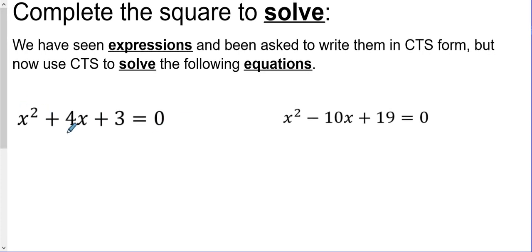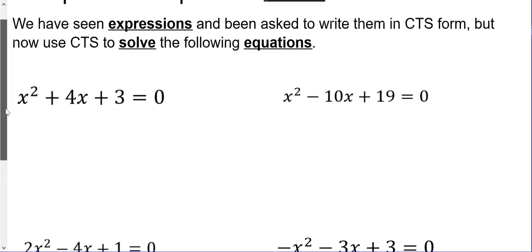Right. One use of completing the square is to solve quadratics that are potentially difficult to factorise. If you can't factorise them or are struggling to see how they factorise, then completing the square could be the way to go to get our solution. So this first one could factorise, but we're going to do it using completing the square to show how that would work.